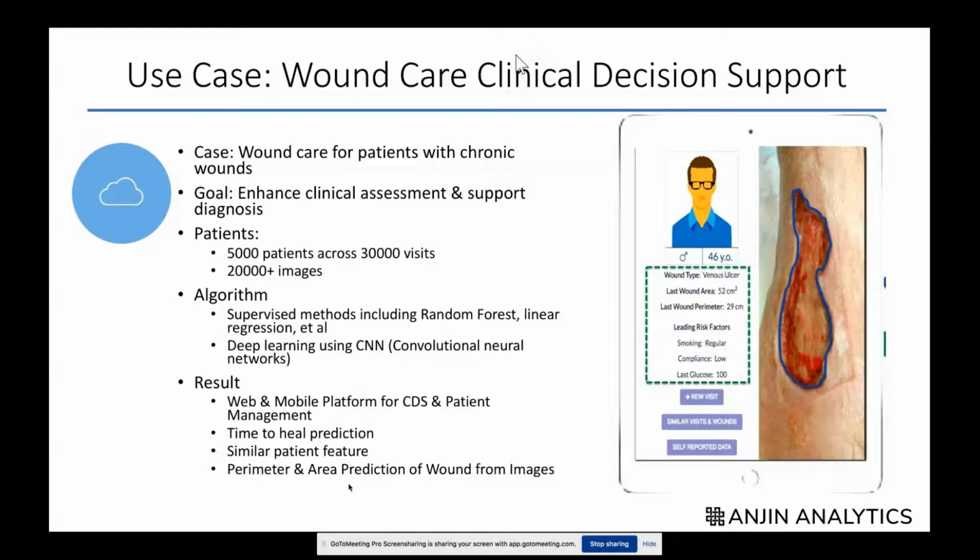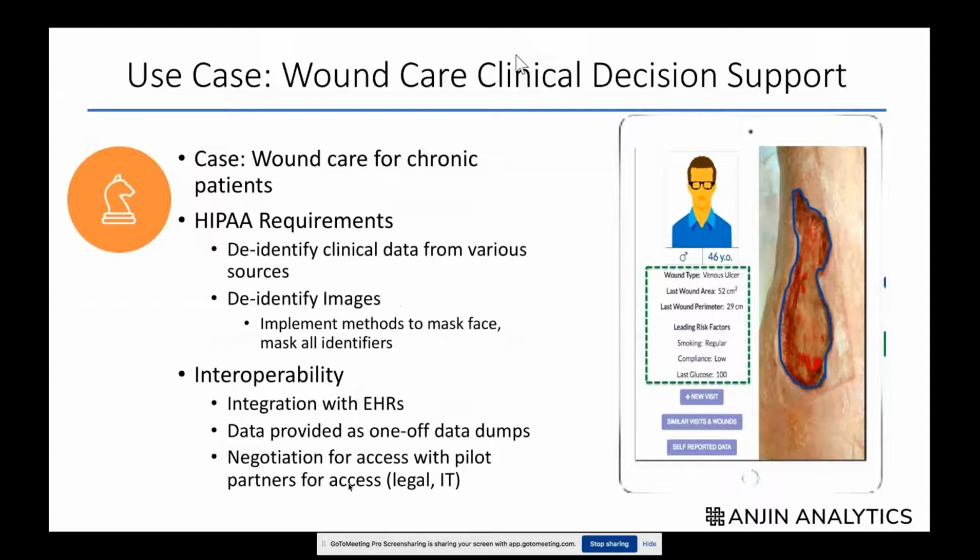And then with the wound images, our goal was to predict the perimeter and area of the wound. So on the right side with the image, we see an outline of the wound, and that's coming from a prediction developed from our algorithm. And so just my comment here on the kind of HIPAA and interoperability issues. So we were provided with 20,000 images.